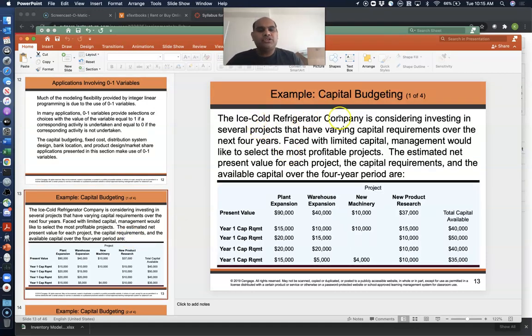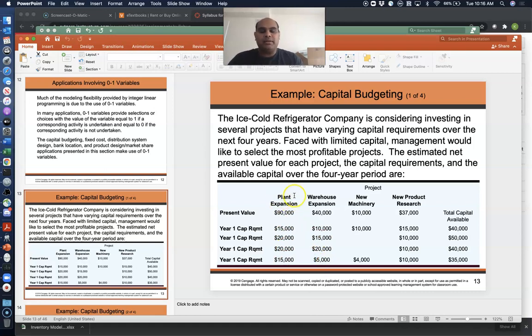It says, Ice Cold Refrigerator Company is considering investing in several projects that have varying capital requirements over the next 4 years. Faced with limited capital, management would like to select the most profitable projects. The estimated net present value for each project and the capital requirements are given below. There are 4 projects that you can invest in: plant expansion, warehouse expansion, buy new machinery, or new product research, right? If you decide on going with any one of these, these are the costs that you're going to incur over the next 4 years.